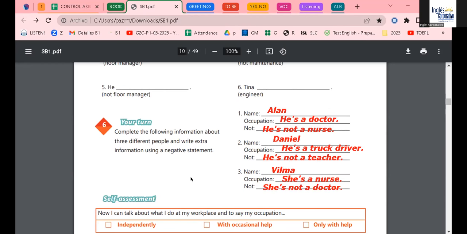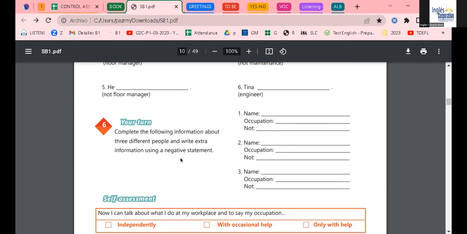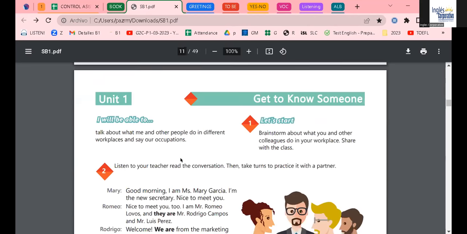So that's the way how you complete that. Así lo van completando ustedes. Just let me know if you're taking a screenshot. Me avisan si están tomando alguna captura. Si no, pues continuamos. Can we continue? Yes. Okay. So let's go in.